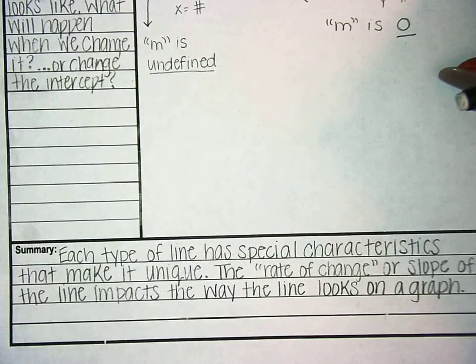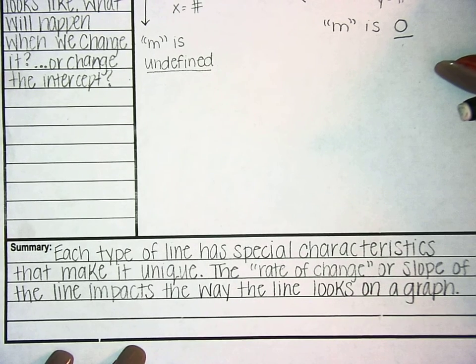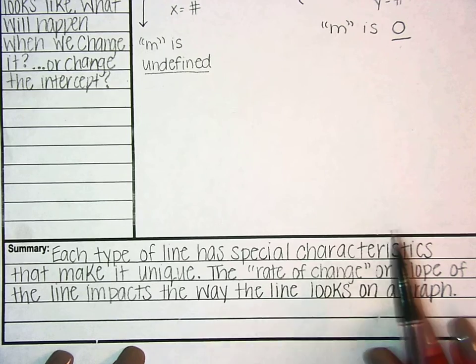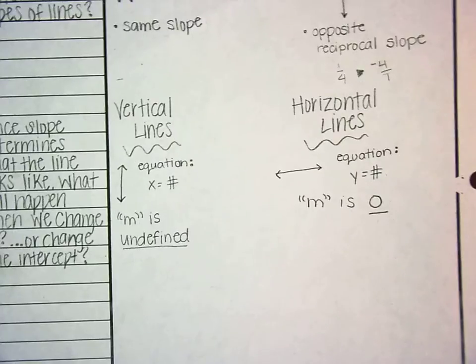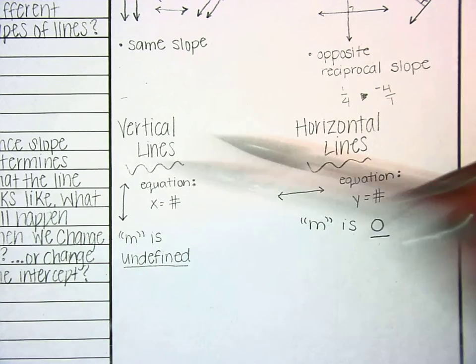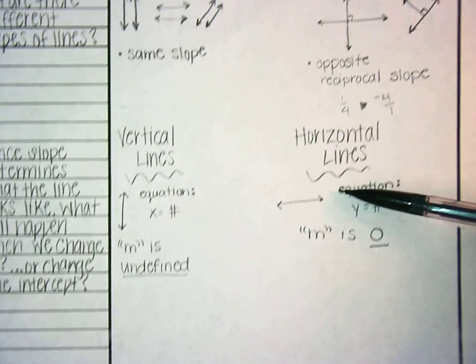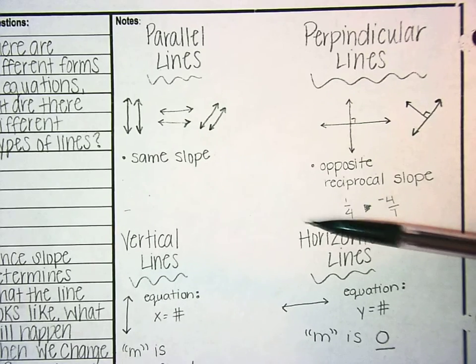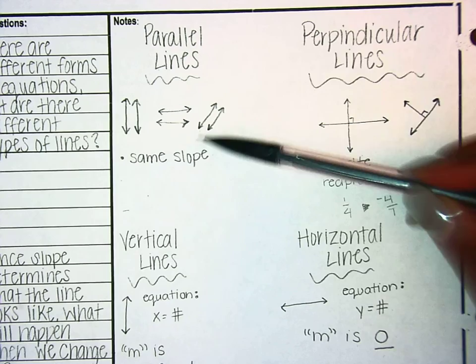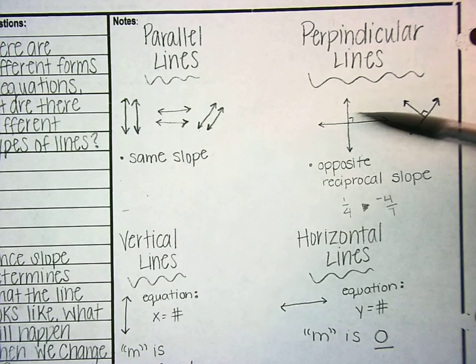So in summary, each type of line has special characteristics that make it unique. The rate of change, or the slope of the line, impacts the way the line looks on a graph. If the slope is undefined, we know that it's going to look like a vertical line. If the slope is 0, we know it's going to look like a horizontal line. If two lines have the same slope, we know they're going to be parallel. And if two lines have opposite reciprocal slopes, we know they're going to be perpendicular.